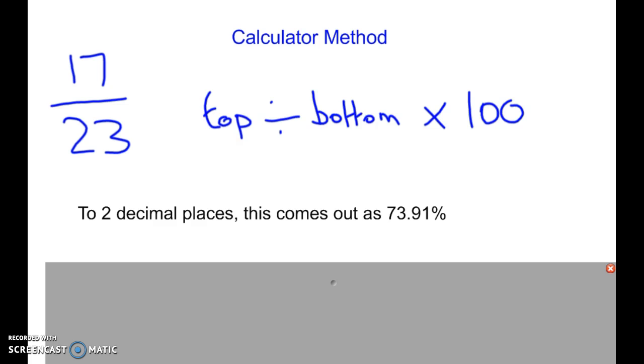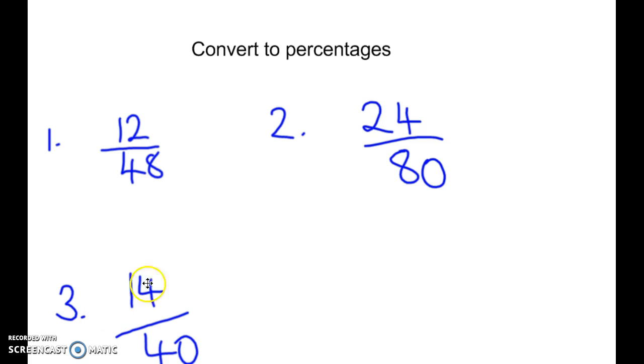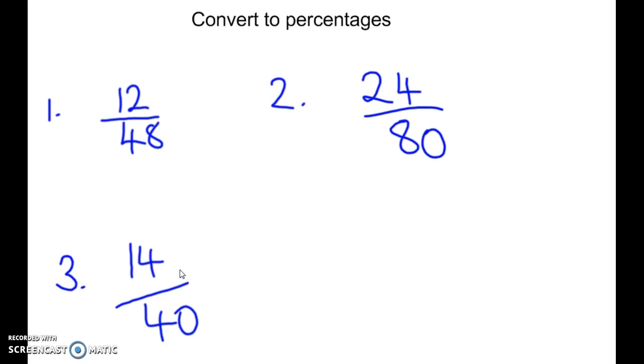Calculator method for converting a fraction into a percentage is just to do the numerator divided by the denominator and multiply by 100. This example I've done for you, 2 decimal places, that would come out at 73.91. You'd never be expected to do that on a non-calculator paper. So here are 3 conversions to percentages to have a go at. Ask your teacher to pause the video, have a go, and then you can check your answer.